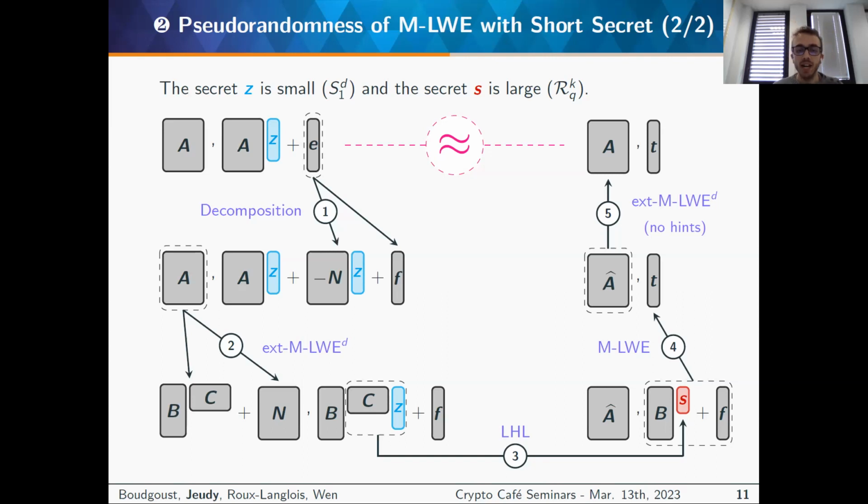And by using this extended M-LWE, with this chain of indistinguishability, I managed to prove that A and AZ plus E for a short vector Z is indistinguishable from A and T, where T is uniform. So this gives me the hardness of the decisional variant. Feel free to interrupt me if you have any questions, but otherwise I'm going to keep going.